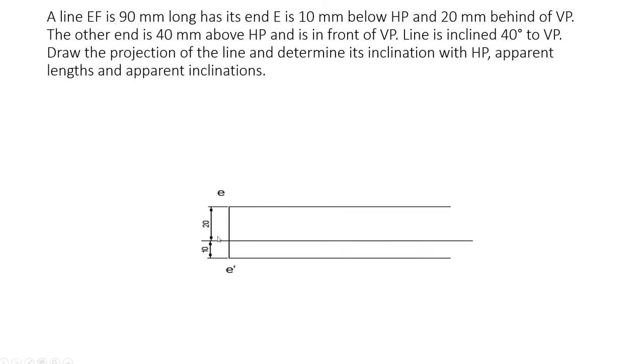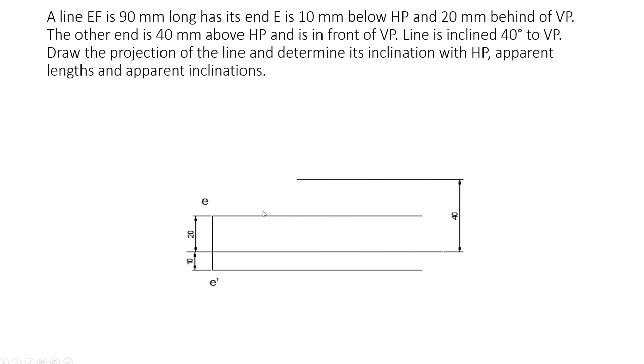So just draw a reference line like this, mark a point here, and from there mark 10 mm downwards because it is 10 mm below horizontal plane. So from here mark 10 mm downwards, name that point as E dash, and also from the same point mark 20 mm behind, which is upwards. So in top view, behind is upwards. So from this same point mark 20 mm upwards, name that point as E. Do the dimensions 10 mm and 20 mm. Draw the locus of E dash and E.